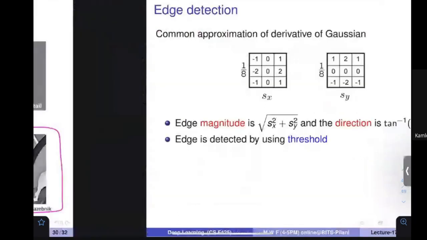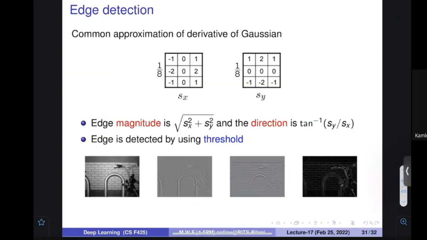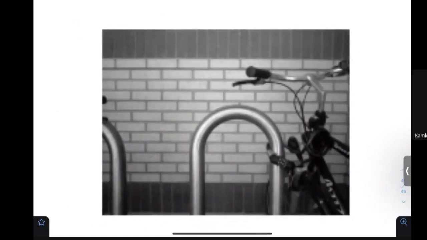Now let us discuss one final part of this particular session, and that is edge detection. What is edge detection? For example, this is an image and you want to find out where the edges are. All these things are actually edges. You want to find out where the edges are, where the lines are. You want to highlight where the lines are.